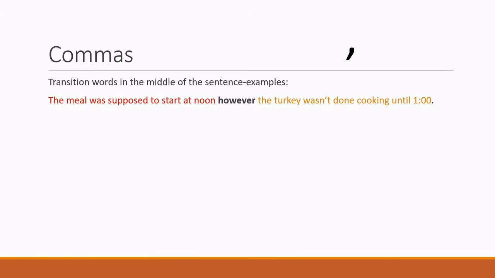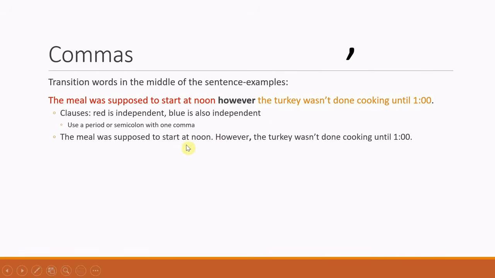So let's give another example, this time with two independents where things are not going to work with two commas. So here, however, is my transition word. "The meal was supposed to start at noon." That's an independent clause to the left. On the right-hand side, "the turkey wasn't done cooking until 1 o'clock." That's also a complete idea, an independent clause. So if you're moving too quickly, you're going to see, oh, transition word in the middle of this sentence, put two commas there, but that's wrong. Since we have two independent clauses, you're actually going to need to put a period or a semicolon on one side.